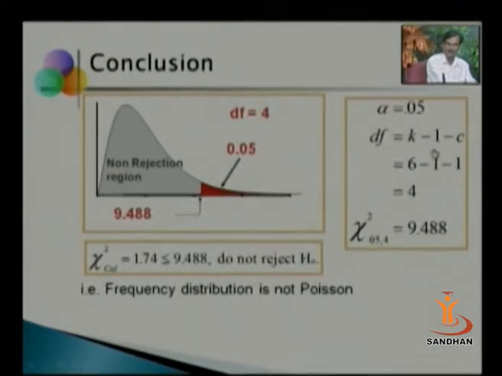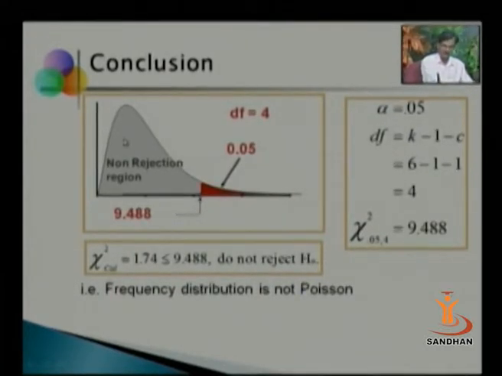So m is the number of parameters estimated. In this case we have one parameter, that is lambda, we have estimated lambda. So it is k minus 1 minus 1, that is 6 minus 1 minus 1. So the degrees of freedom is 4, and now the tabulated value of chi-square with 4 degrees of freedom and 5% level of significance is 9.488.